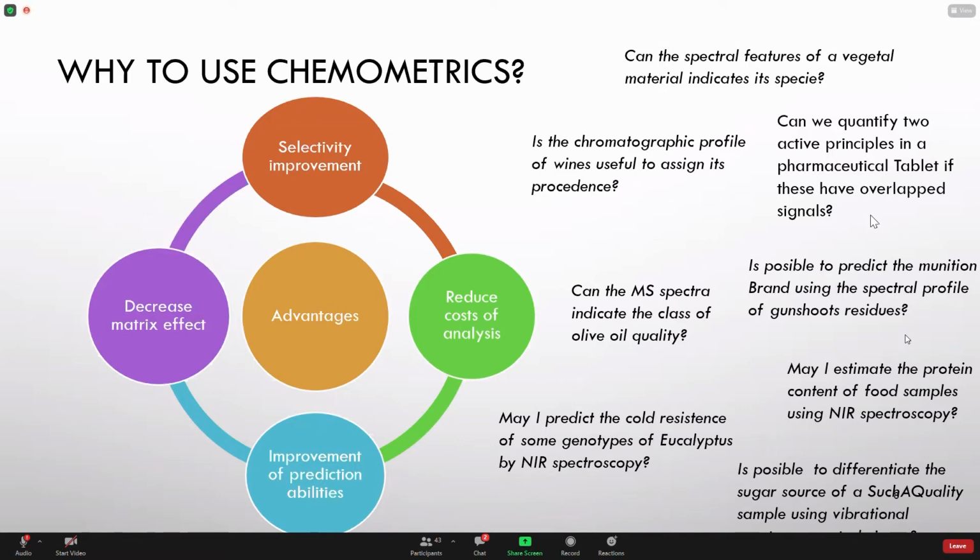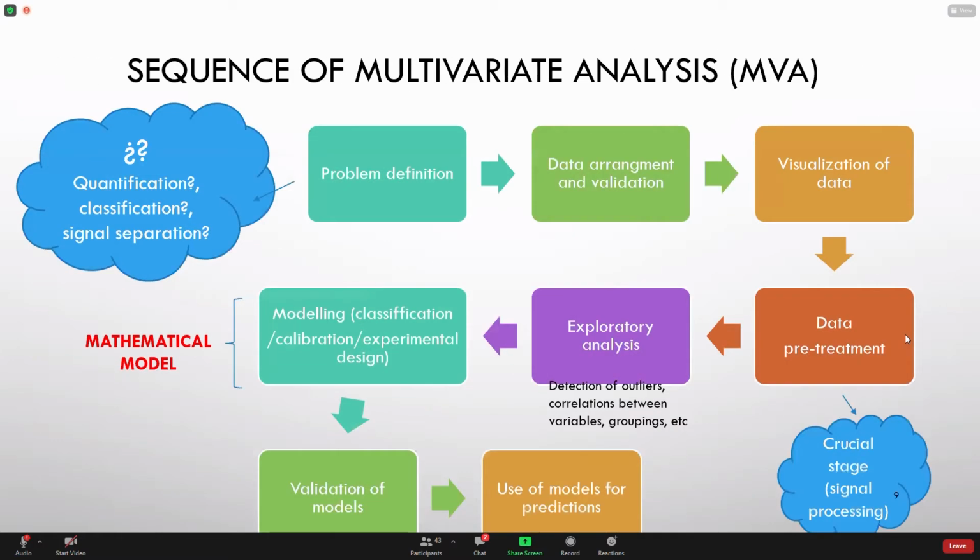Mario knows that because my student Mario worked on that. Is it possible to predict the ammunition brand using the spectral profile of gunshot residue? Yes, I think so. And so on, a lot of questions that we can answer with this type of technique. For example, is it possible to differentiate the sugar source of a sample using vibrational spectroscopy techniques? Maybe yes, using chemometrics. Oh, I hope so.